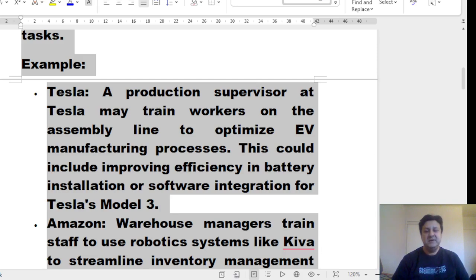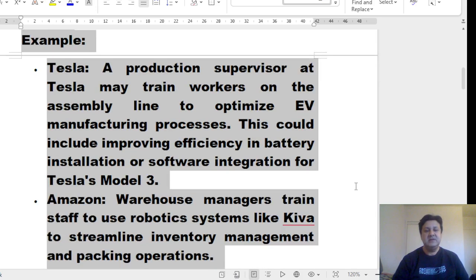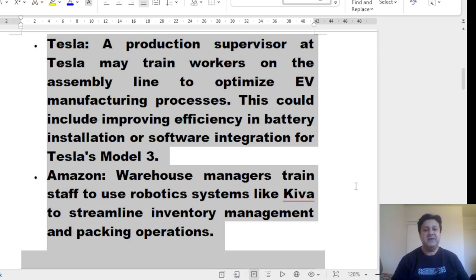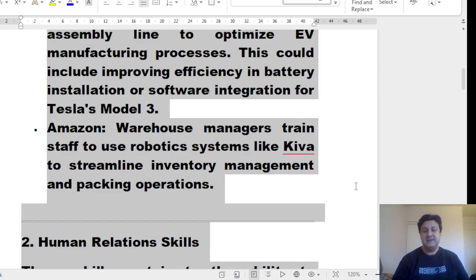So, we can see that in the case of Tesla, this could include improving efficiency in battery installation or software integration for Tesla's Model 3. For Amazon, warehouse managers train staff to use robotics systems like Kiva to streamline inventory management and packaging operations.